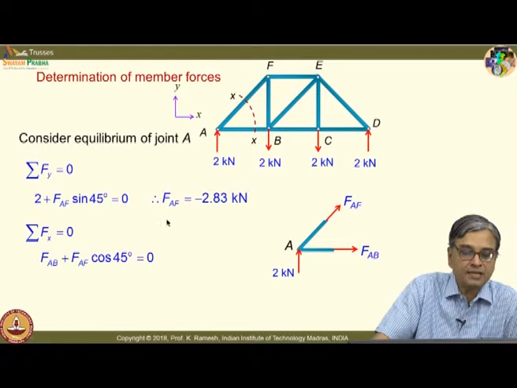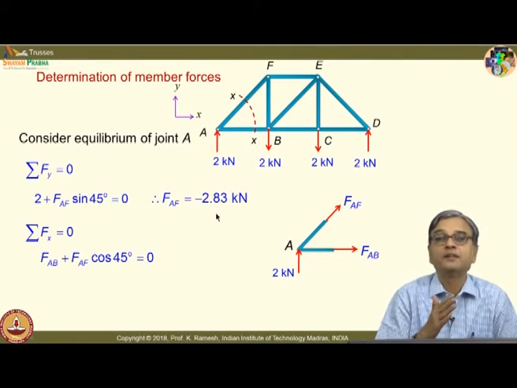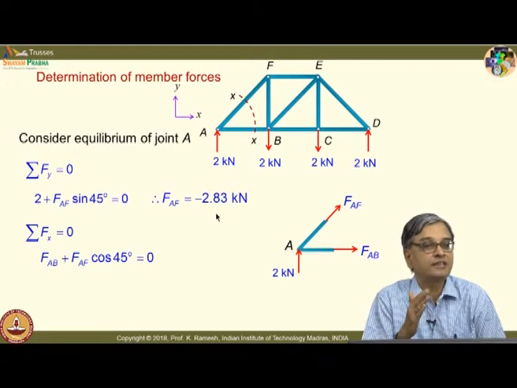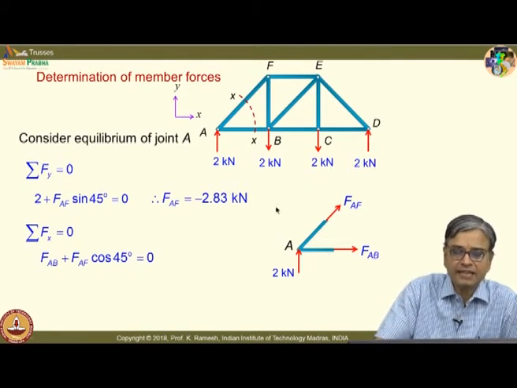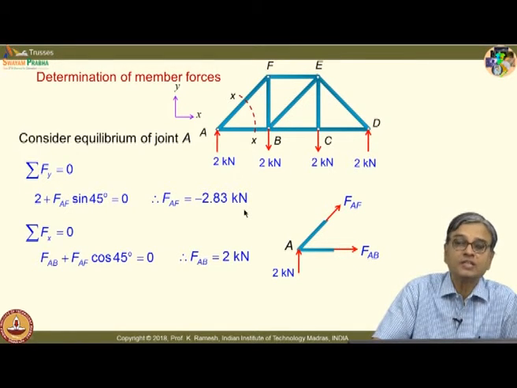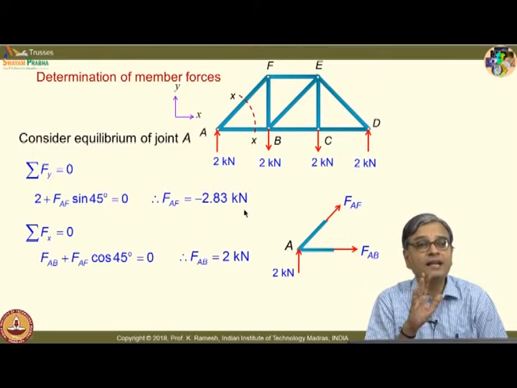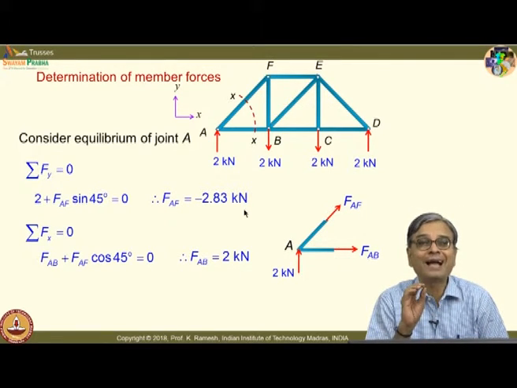So, when I solve this, I get this FAF as minus 2.83 kilonewtons. So, that indicates my assumed direction that I started is not correct. The answer is negative. So, I have to reverse the direction of force FAF. And FAB, if I look at, that turns out to be 2 kilonewtons. So, whatever the assumption on FAB is correct. So, this is about how do you handle the free body of an isolated joint.